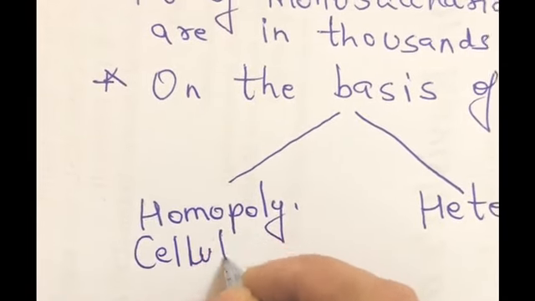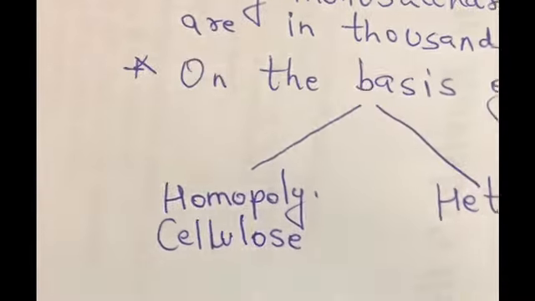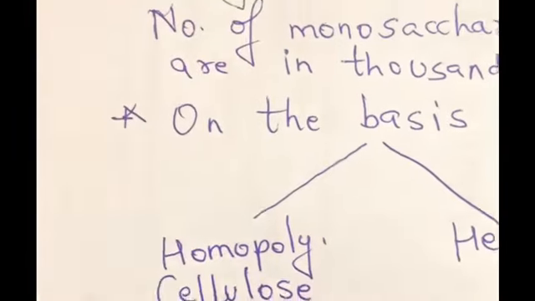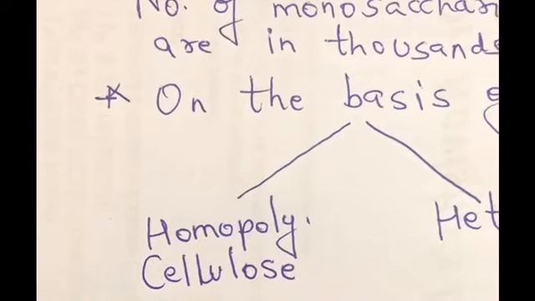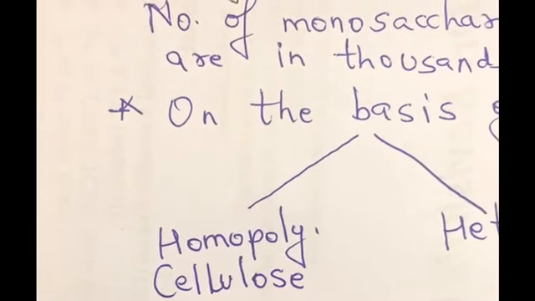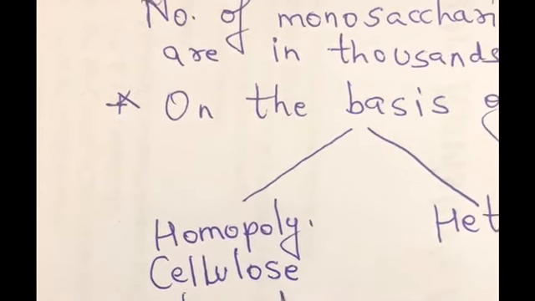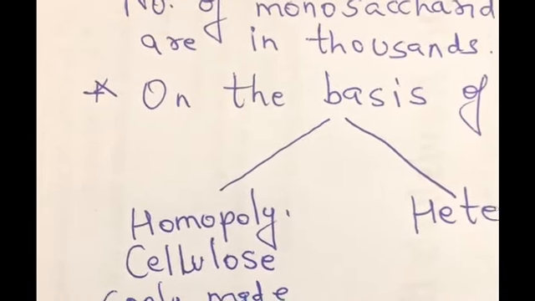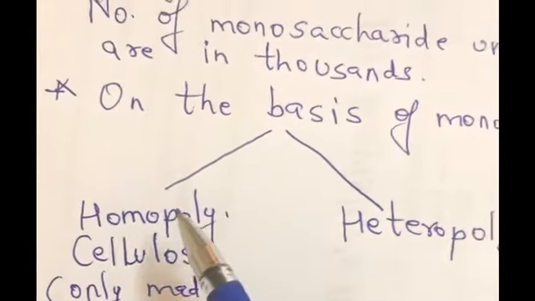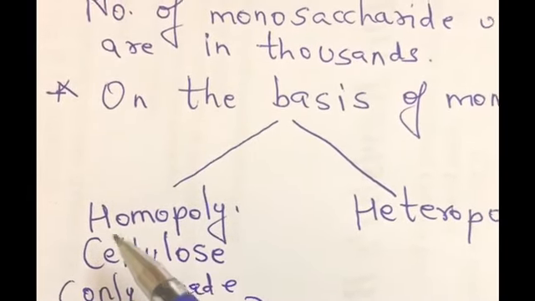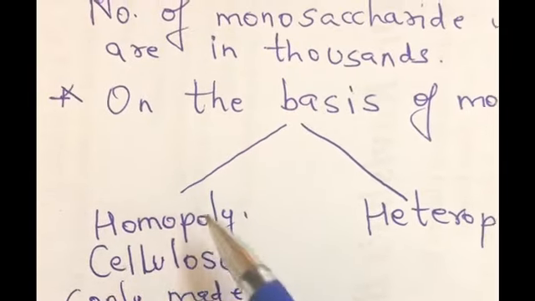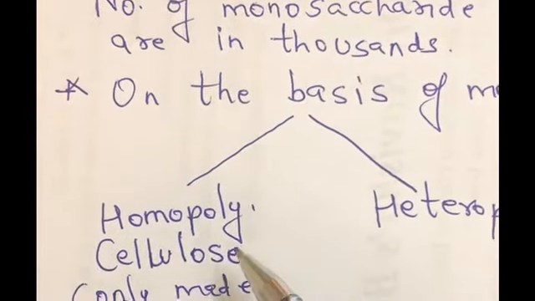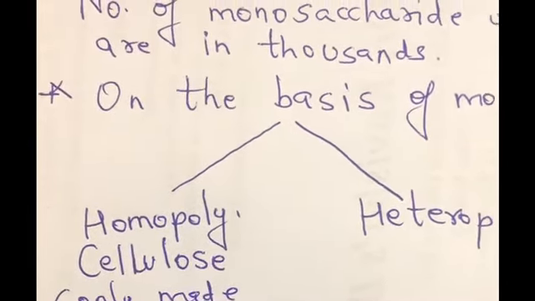So for example, if we take cellulose, as we know cellulose is made up of only one unit. It's made up of only glucose. That means it is a homopolysaccharide. If we take the example of cellulose, it will be made up of only glucose units, therefore it's called a homopolysaccharide.